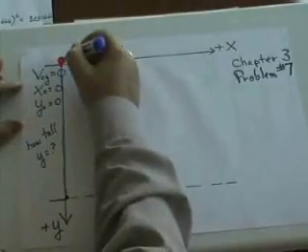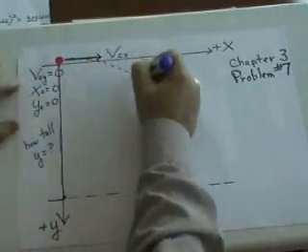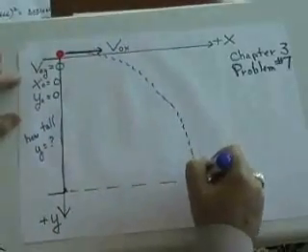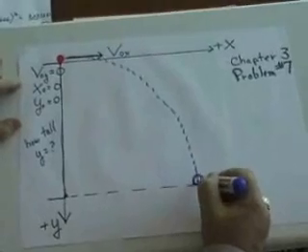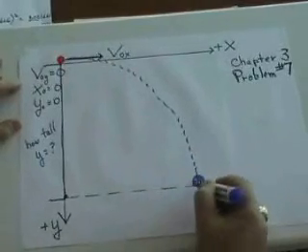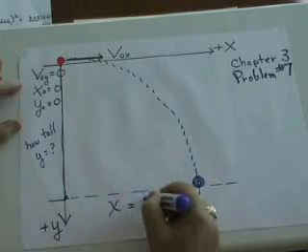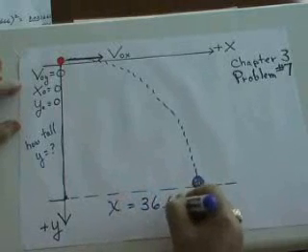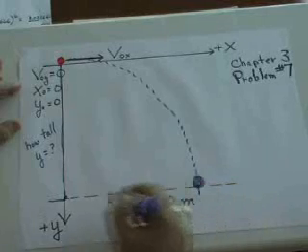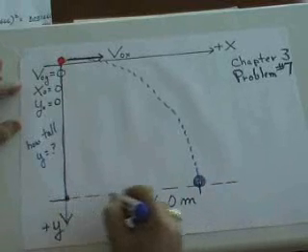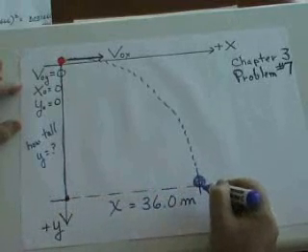Now the ball is thrown off the building, and of course the ball will fall down and hit the ground over here. And they give us a direction. They say it's going to fall X equals 36.0 meters from the edge of the building. So if this is your edge of the building, it'll land 36 meters.